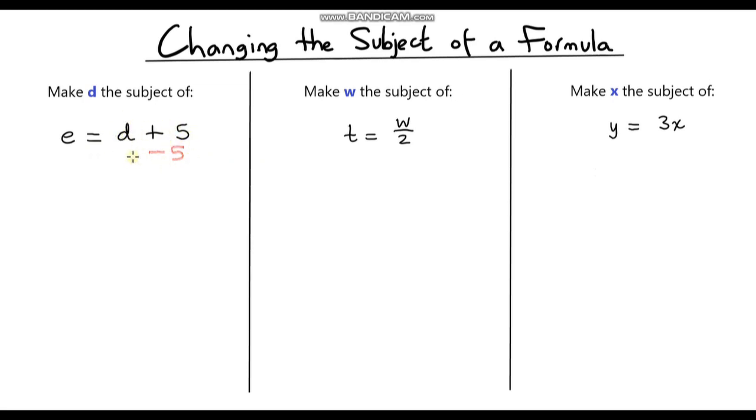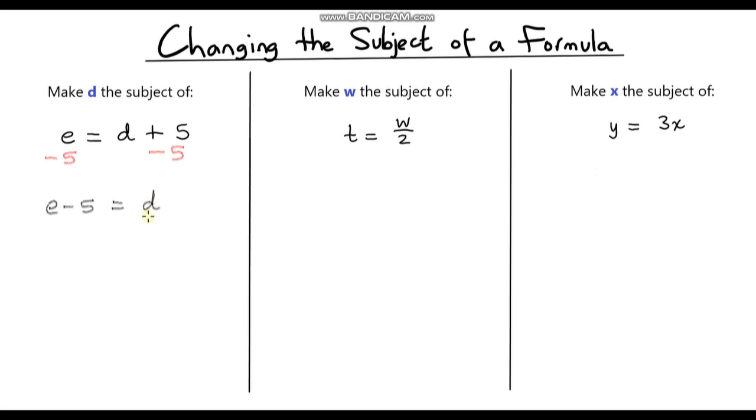But we can't just subtract 5 willy-nilly. Remember, with equations, whatever you do to the right hand side, you have to do exactly the same to the left hand side, otherwise the equation is not balanced. So if we're subtracting 5 from the right, we have to subtract 5 from the left. So what are we left with? Well, on the left hand side, we've just got E minus 5. And on the right hand side, all we're left with is D, because we can see that these 5s cancel out. And you can now see that we have made D the subject because D is on its own.